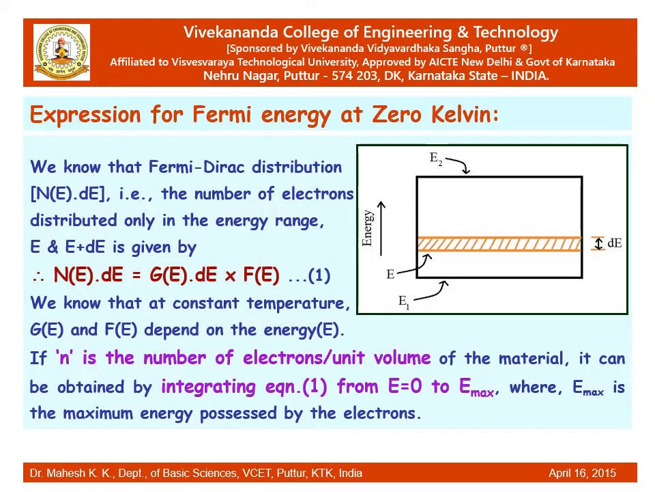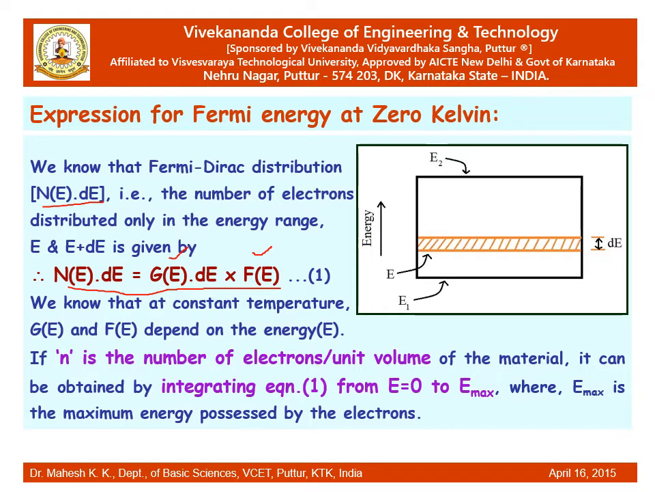Now as per our previous study, we know that Fermi Dirac distribution is n of E dE, that is the number of electrons distributed only in the energy range E and E plus dE. That is given by this equation as we saw earlier: n of E dE is equal to g of E dE into F of E. Let it be equation 1. In this equation, we know that g of E and F of E both depend on energy.